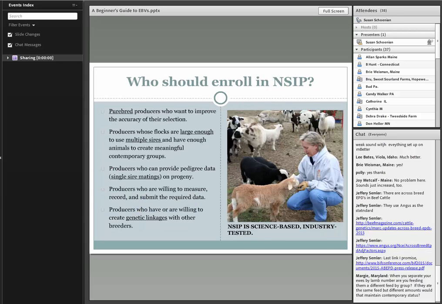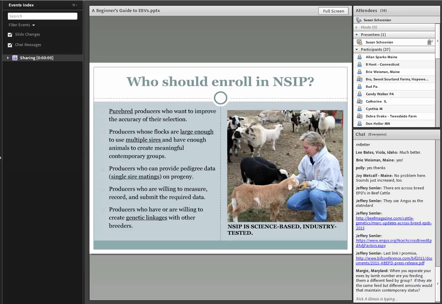Okay, hopefully that gives you a little bit of understanding of the complexity that goes into calculating EBVs. Thankfully, that's what computers are for. They do the calculations, but it gives you some idea, maybe when you make your own selection decisions, that it can be very complex, and that the more you can consider some of those things, the more accurate your selection will be. So who should enroll in NSIP?